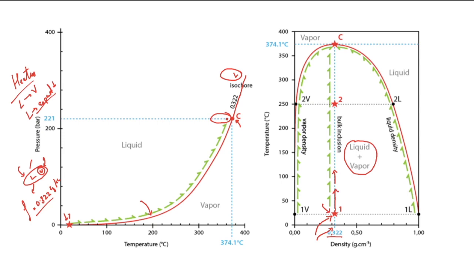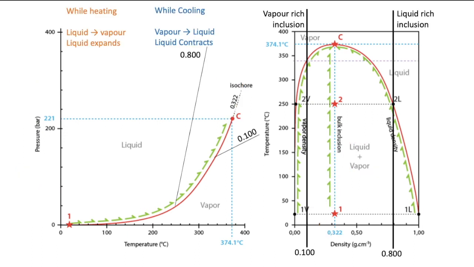Now this is the critical case. Now, as I mentioned before also, you can have an inclusion that is liquid rich, and you can also have an inclusion that is vapor rich. Okay, so we'll consider both these situations. Now let's consider a vapor rich inclusion shown by this point, which has a density of 0.1, and a liquid rich inclusion which will have a density of 0.8. First consider the vapor rich inclusion.